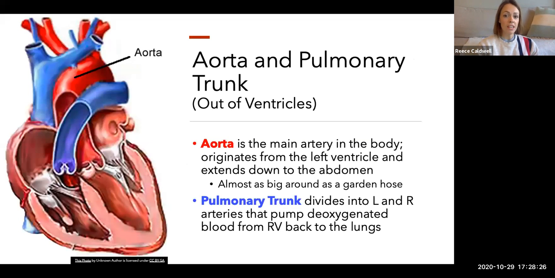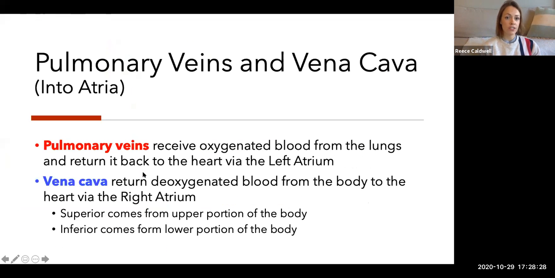And so those were coming out of the ventricles. The vessels that we see coming into the atria are the pulmonary veins and the vena cava. The pulmonary veins receive that oxygenated blood from the lungs and return it back to the heart via the left atrium. And you can remember veins carry blood into the heart, V-E-I-N, veins coming into the heart. And then we also have the vena cava. Oh, and one more thing, pulmonary, again, lungs. So this is the vessel bringing blood in from the lungs.